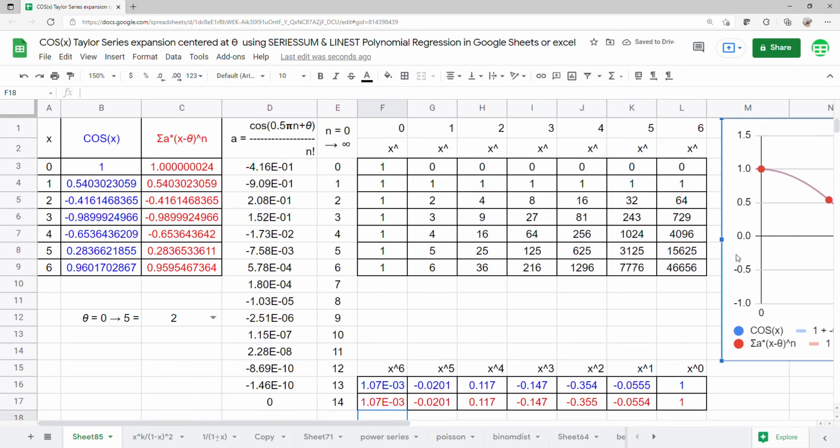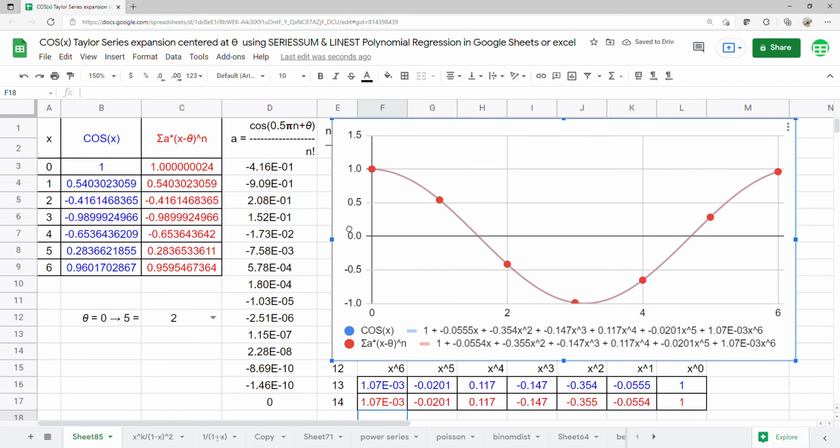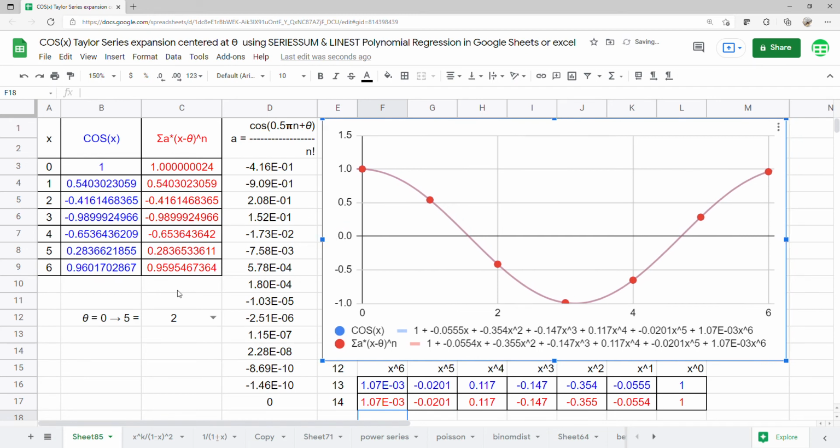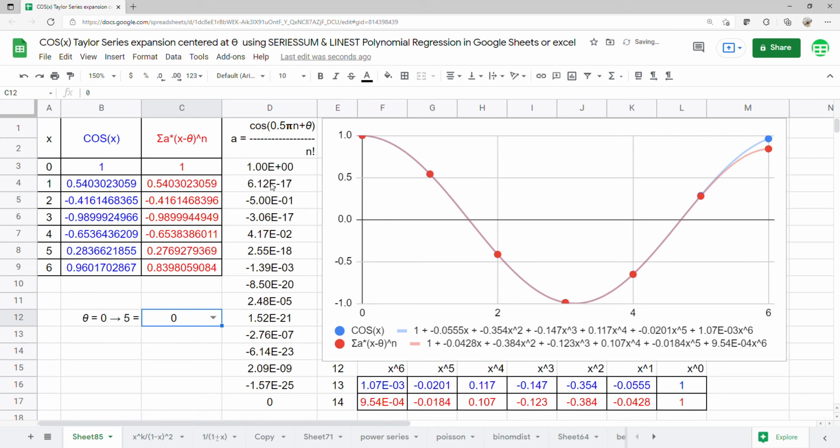Start with centering at 0. So centered at 0, which is the Maclaurin series. So at theta equals 0, meaning the Taylor series expansion is centered at 0. The coefficient match x to the 0, 1. Coefficient of x, minus 0.0555, negative 0.0428. Coefficient of x squared, negative 0.0354, negative 0.384.